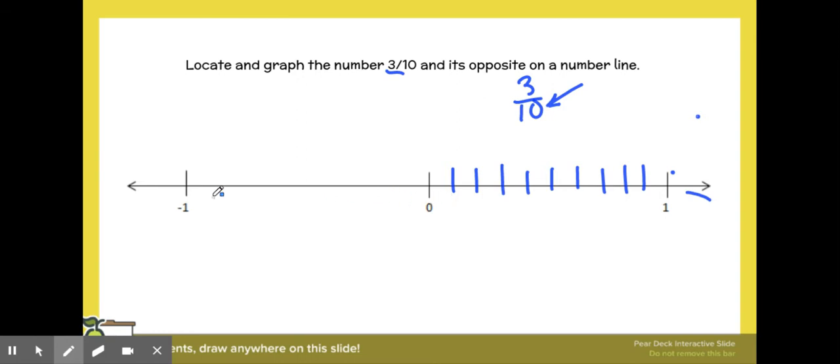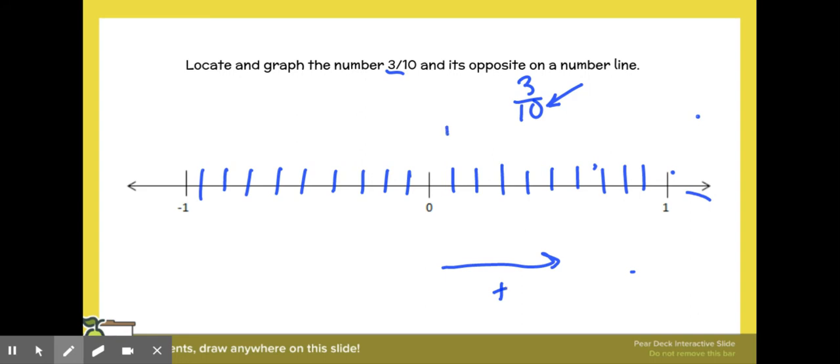And I'm going to do the same thing on my negative side. 1, 2, 3, 4, 5, 6, 9. And we're going to try our best to make them as equal parts as possible. Not always going to come out perfect. So now that I have broken them up into tenths, I'm going to now graph 3/10. I always start counting from 0. And we talked last class, to the right is my positive.